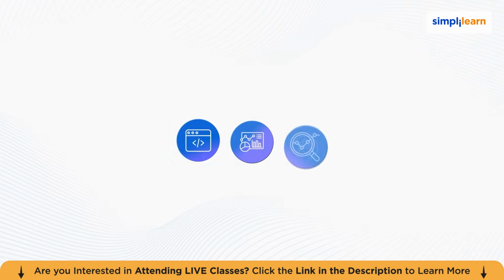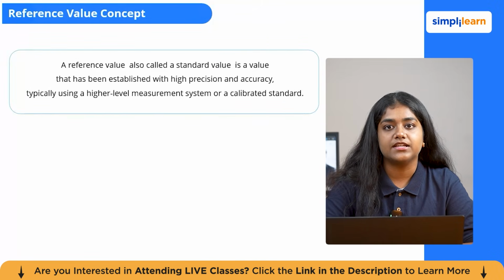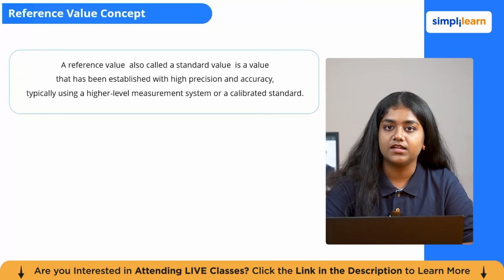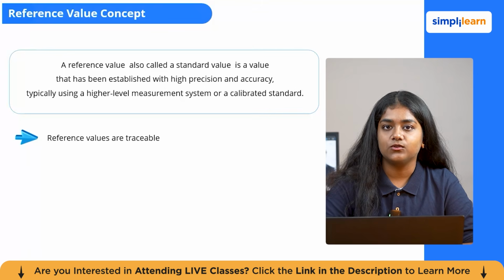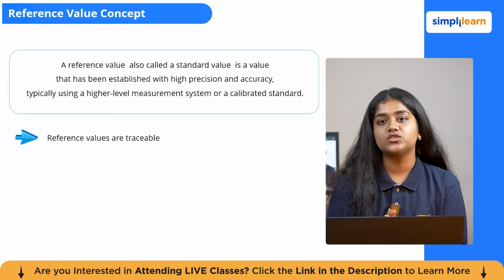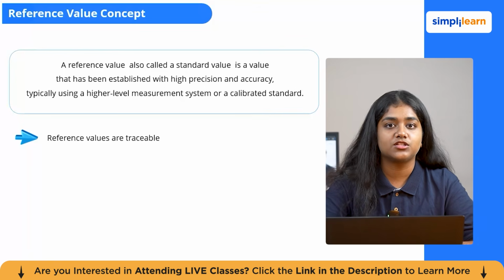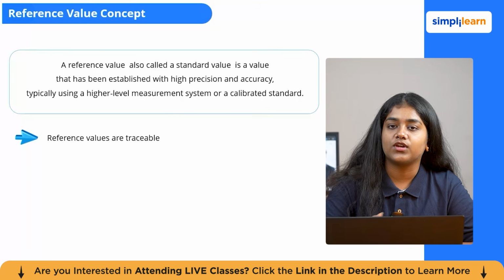Let's look into it. A reference value is also called a standard value or master value. It is a value that has been established with high precision and accuracy, typically using a higher-level measurement system or a calibrated standard. Reference values are traceable. Reference values must be linked to recognized measurement standards through a documented calibration chain. This is called traceability. It means a reference value can be proven to come from a reliable source such as a certified master part, a calibration lab, or national or international standards like NIST in the United States.